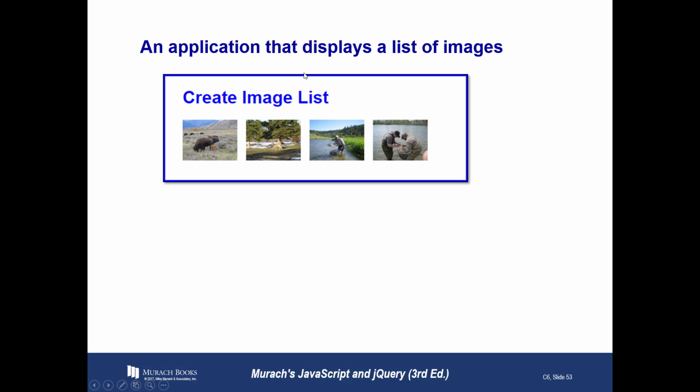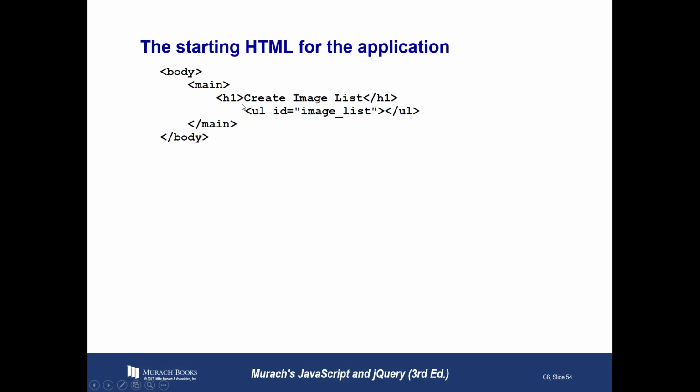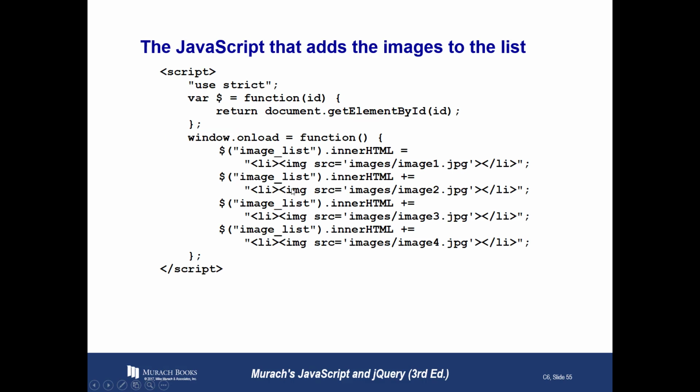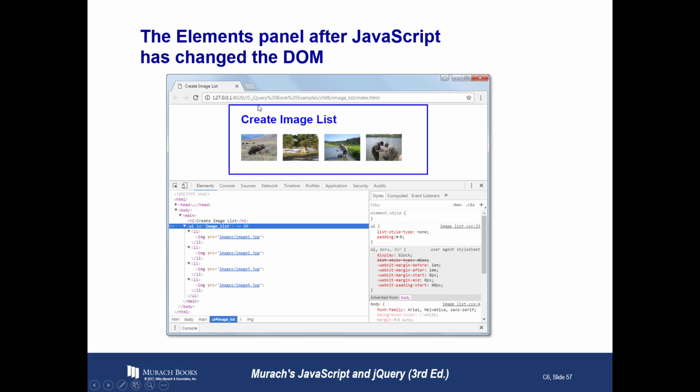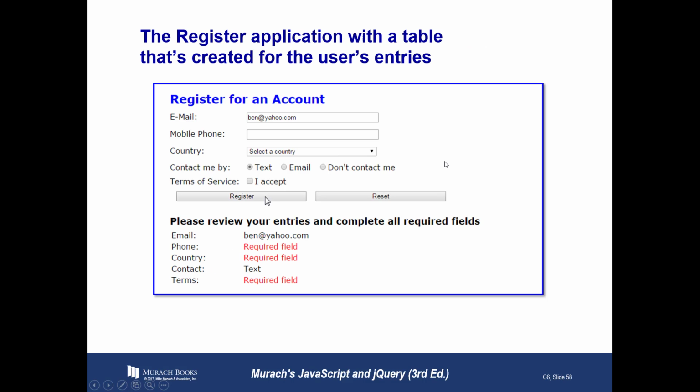So here's another app that displays a list of images, pretty simple, and they're adding text to it. All right. Here's that same registration thing that we looked at earlier, but now what we're doing is we're cataloging all of the errors and we're putting them down below.